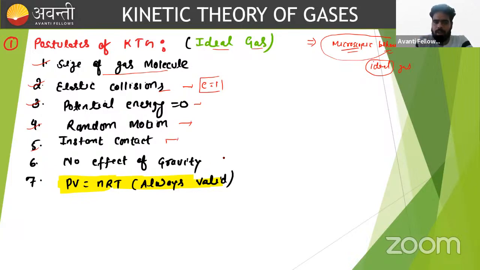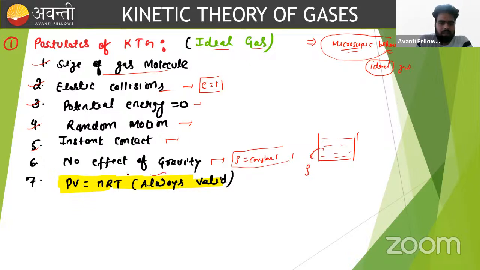No effect of gravity. It means for the given container, if gas is filled, the density is constant. That is the meaning of no effect of gravity. So we can say density is constant in the whole container chamber.